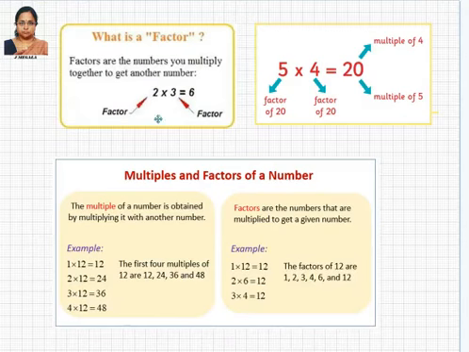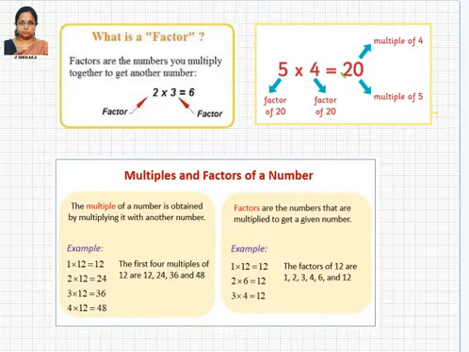The next is, what do you mean by factor? So you have factors and multiples. Factors are numbers you multiply together to get another number. When you multiply any 2 numbers, it doesn't matter if they are prime or composite, you get a third number, and we call these 2 the factors of the third number. So when 5 into 4 is 20, we call 5 a factor of 20 and 4 a factor of 20. The ones you are multiplying are called factors.